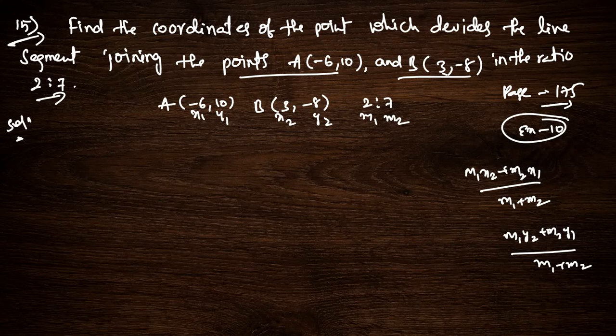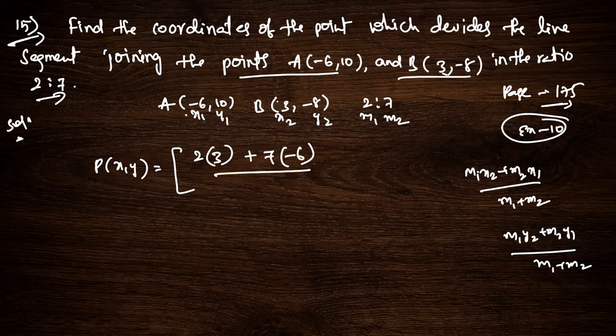Now here, that coordinate we have to find, let it be P(x, y), and it is equal to: m1 is 2 into x2 is 3, plus m2 is 7 into x1 is minus 6, divided by m1 plus m2, which means 9 here. Comma, then m1 y2: m1 is 2 into y2 is minus 8, plus m2 is 7 into y1 is 10, divided by 9 here.